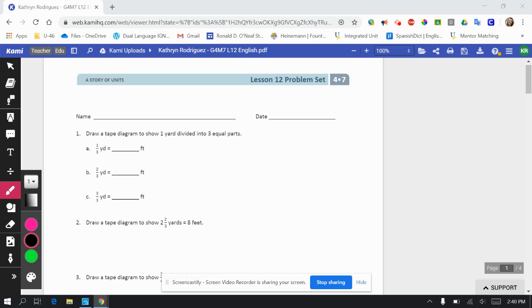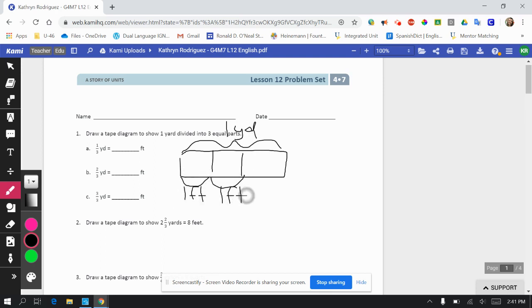So please get started with me on number 1. It says, draw a tape diagram to show 1 yard divided into 3 equal parts. So there's 1 yard and 3 parts, okay? Maybe I label it here as 1 yard. And then I could label each one down here 1 foot, another foot, and another foot. So I'm really showing 2 things with this tape diagram. I'm showing 1 yard, and I'm also showing 3 feet, okay?